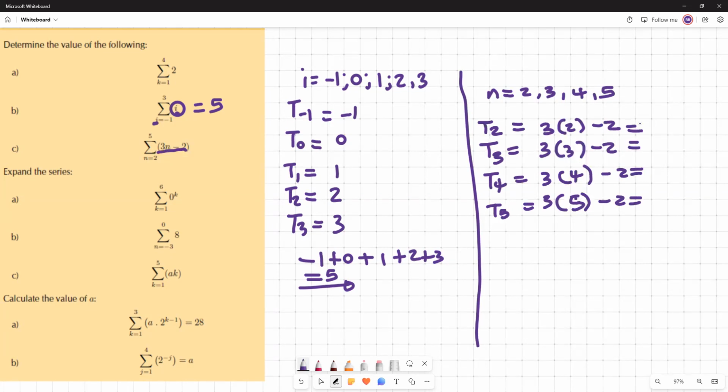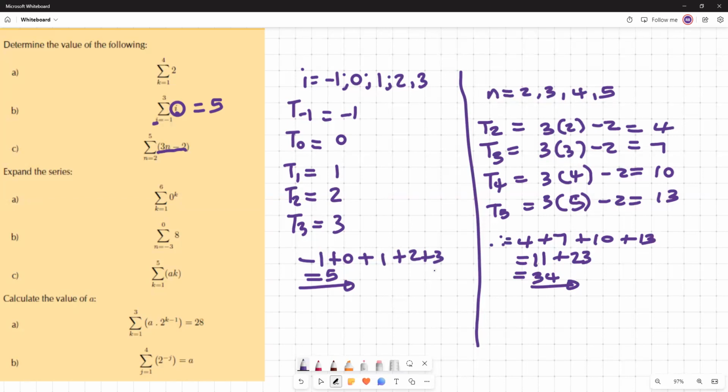So it's 6 minus 2, which is 4. It's 9 minus 2, which is 7. I can see we're going up in 3s, so this will be 10, which is true because 12 minus 2 is 10. 15 minus 2 will be 13. Then you are going to say, therefore, 4 plus 7 plus 10 plus 13, which is 11 plus 23, which is 34. So that's your final answer for this one.